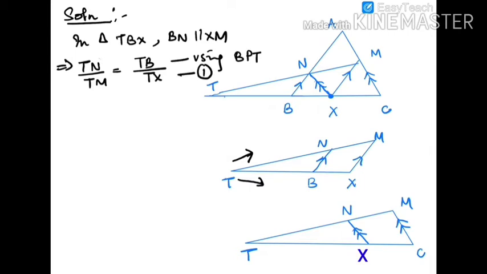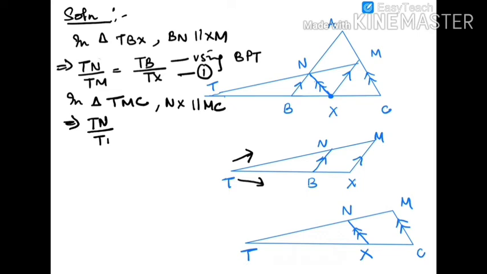Similarly, we will use the basic proportionality theorem in the second triangle, in which NX is parallel to one side, so it will cut the other two sides in equal ratio. So starting from point T, we can write TN upon TM equal to TX upon TC.